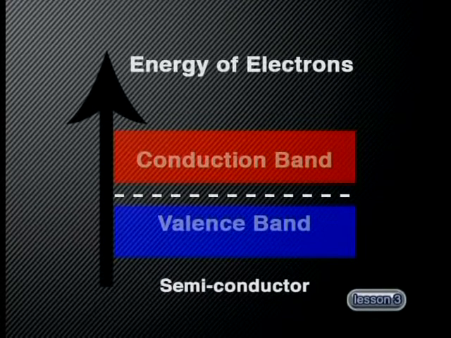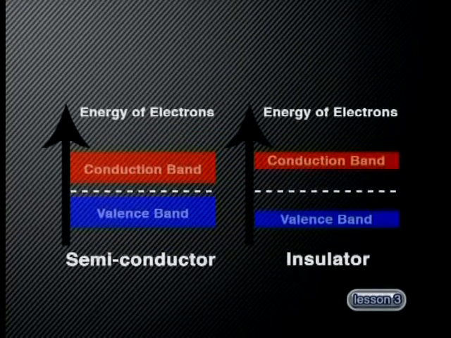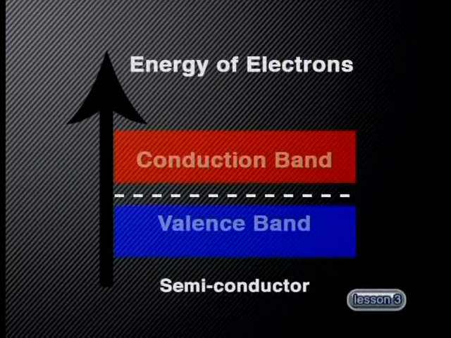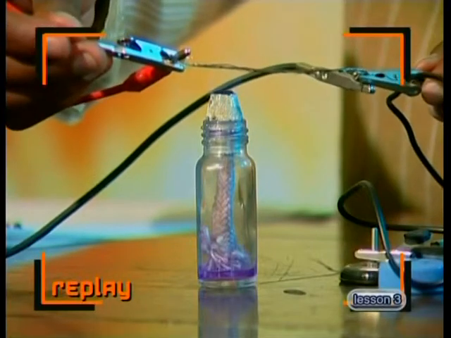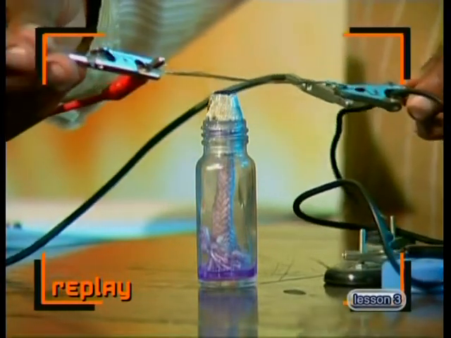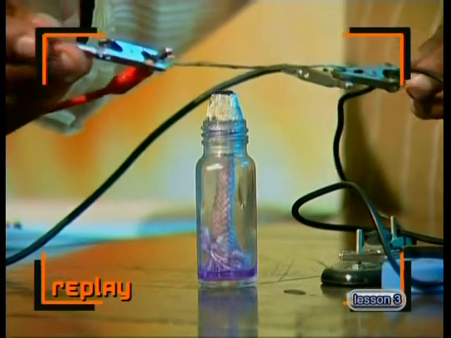But in silicon, which is a semiconductor, the gap between the valence band and the conduction band is smaller than in an insulator. At low temperatures, there is not enough energy for the electrons in the valence band to move into the conduction band, and so silicon does not conduct electricity at low temperature. But when the silicon was heated by the spirit burner, the electrons in the valence band gained enough energy to move into the conduction band.